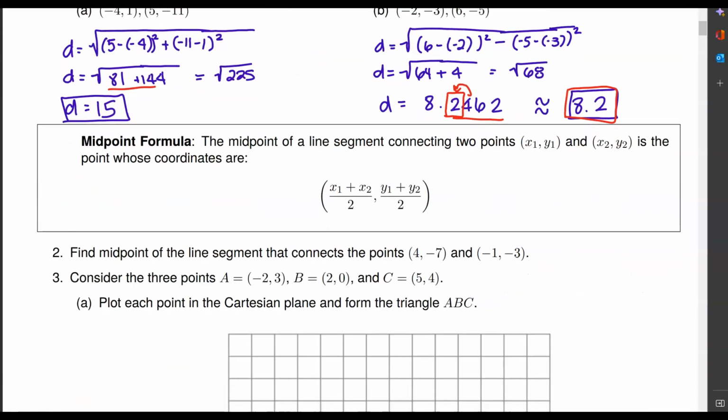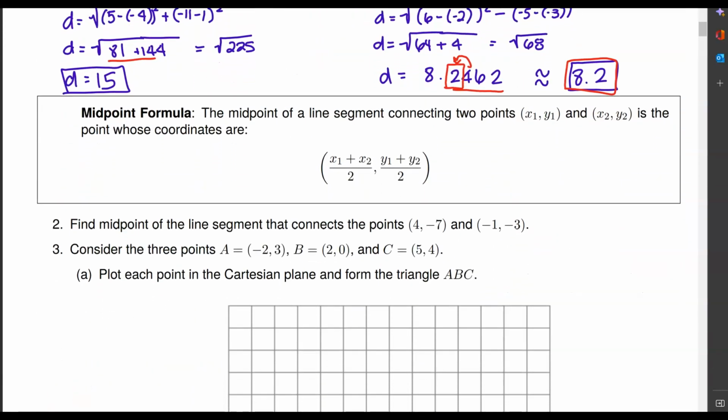All right, let's take a look at the midpoint formula. The midpoint formula of a line segment connecting 2 points x1, y1, and x2, y2 is the point whose coordinates are given by this value here: x1 plus x2 over 2 and y1 plus y2 over 2. Find the midpoint of the line segment that connects the points 4, -7 and -1, -3. So we want to find this.